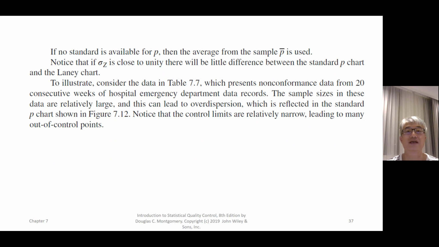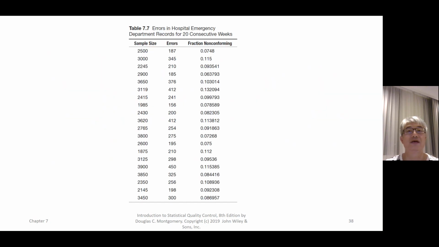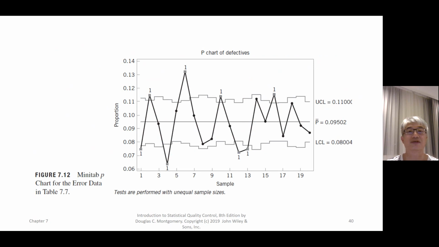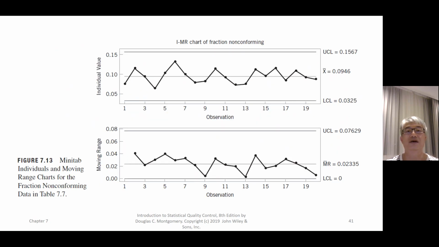Then to illustrate, consider the data in table 7.7, which represent the non-conformance data for 20 consecutive weeks of hospital emergency department data records. In this case, the sample sizes are relatively large and that can lead to over dispersion, which is reflected in the standard deviation of the standard p-value in the figure. Yeah, it's quite small, so this is over dispersion. Okay, then by using the Minitab individual moving range chart for the fraction non-conforming, it can be modified and rectified accordingly.